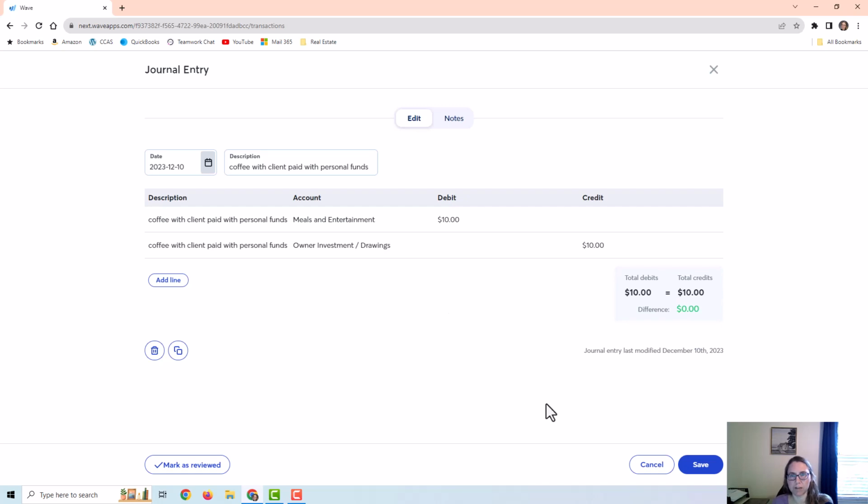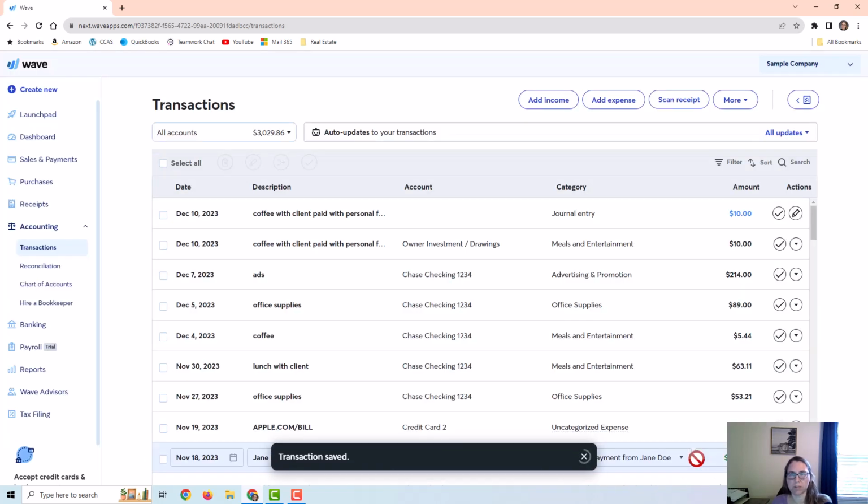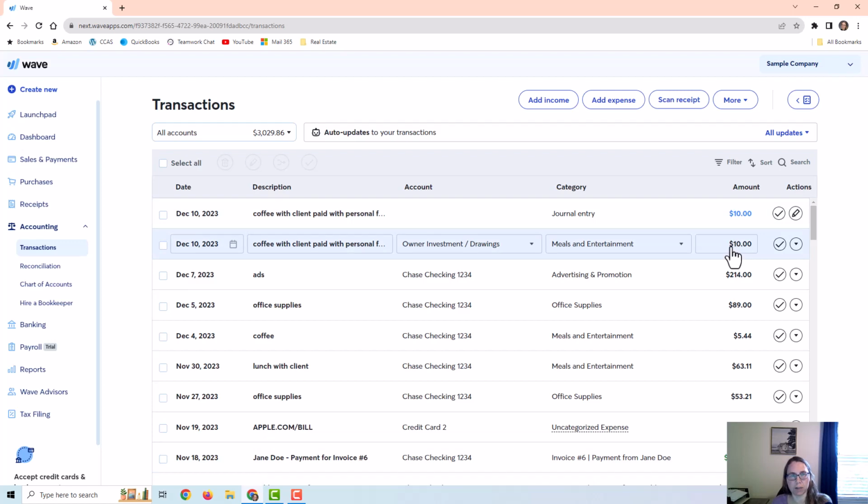I'm going to go ahead and save this. And that's all there is to it. You obviously would not do both methods because I just added two $10 expenses when I only needed one.